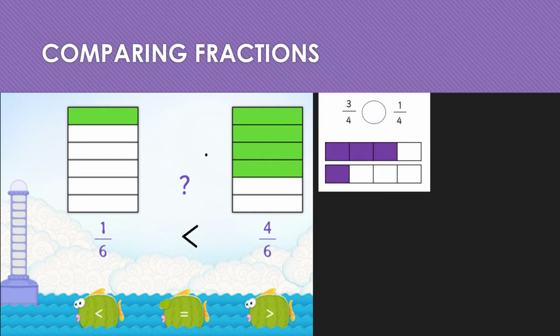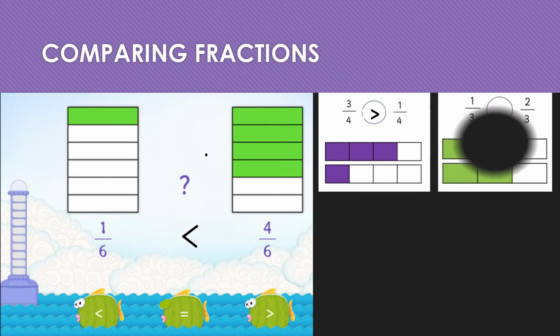Now look at the next one. We have two fractions to compare, 3/4 and 1/4. As I said, first check the denominator. The denominator is 4 on both sides, so we can find out that 3 is greater than 1. So we say the fraction 3/4 is greater than 1/4. We simply find this out by comparing the numerator.